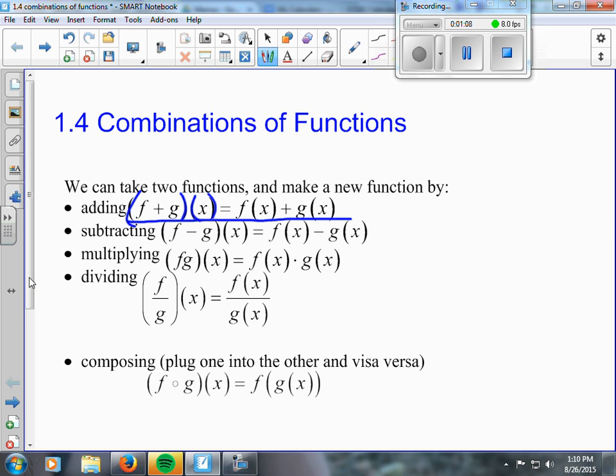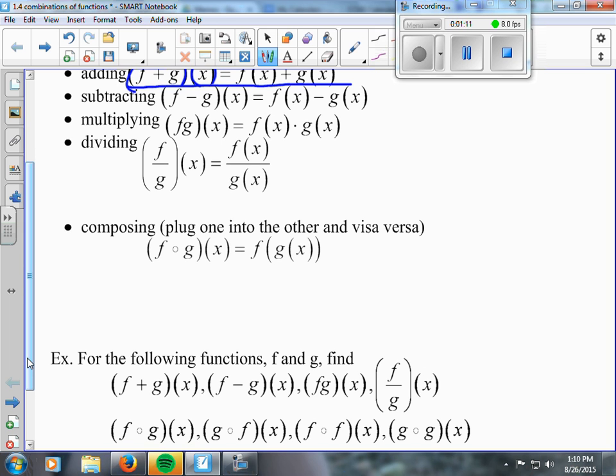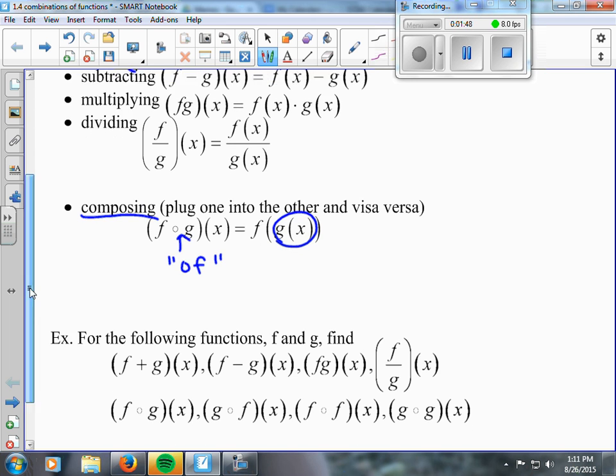And then this fifth way of combining two functions into a new function is an operation that is strictly used with functions, and that is composition or composing. When you compose two functions, you replace the input of one function with the outputs of the other function. So for example, if you have f and this little open circle is the word of, if you have the function f of g of x, then that means you have replaced the inputs of f of x with g of x, with the actual function g of x. So the best way of doing this is to do examples.